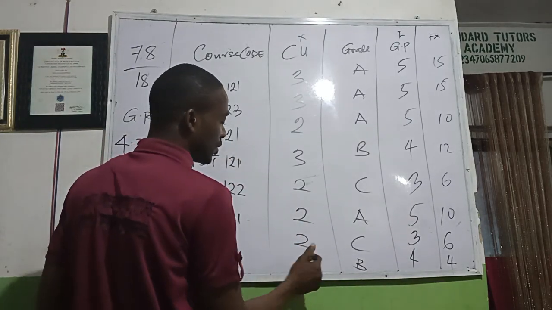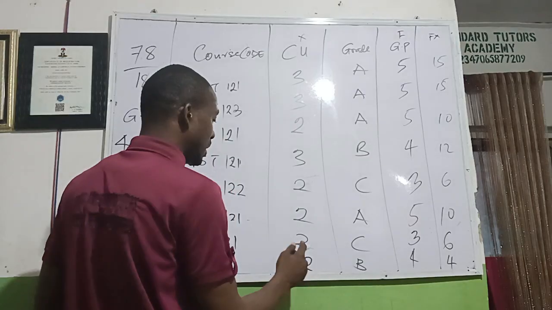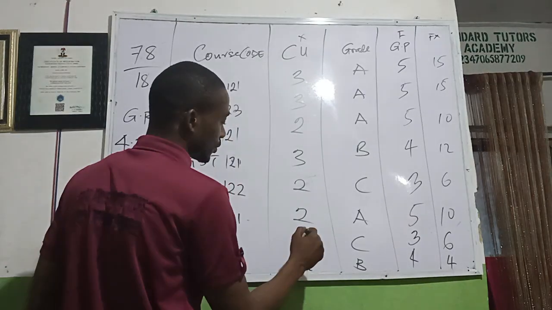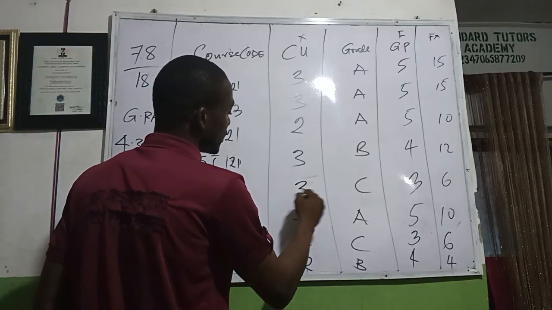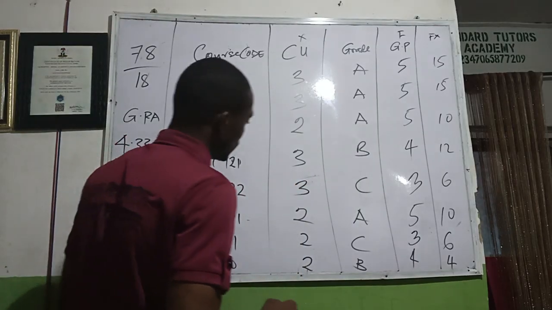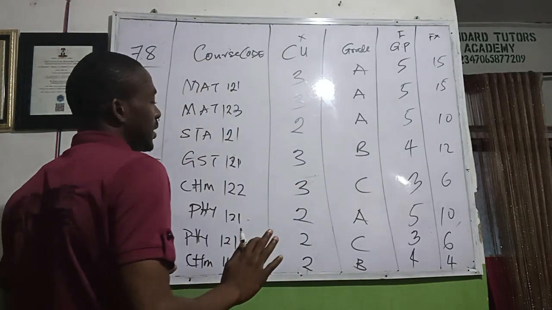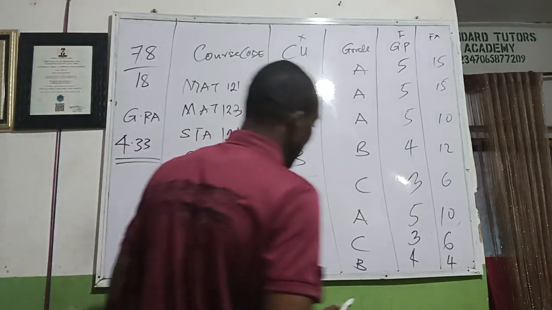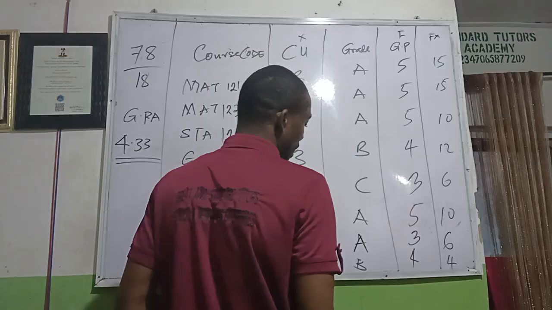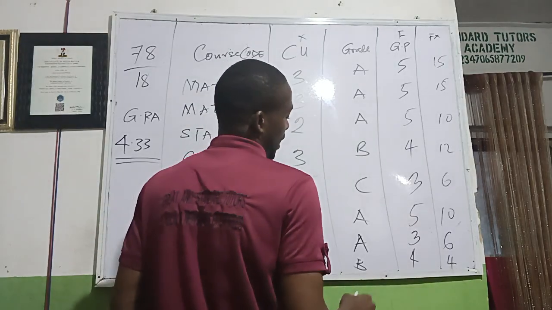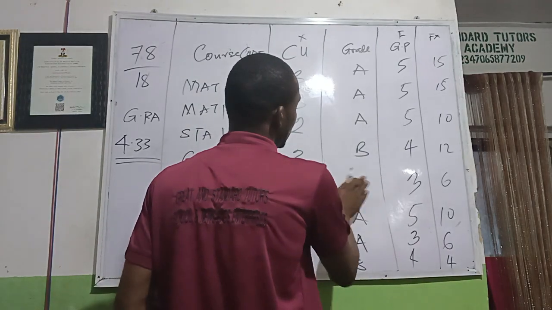Let this chemistry be a 2 unit course. Let this physics remain 2. Okay. And let me change this to a 3 unit course. Now, this is okay now. Now let me change this grade to A. I want the student to pass this time around. And let this return to distinction.